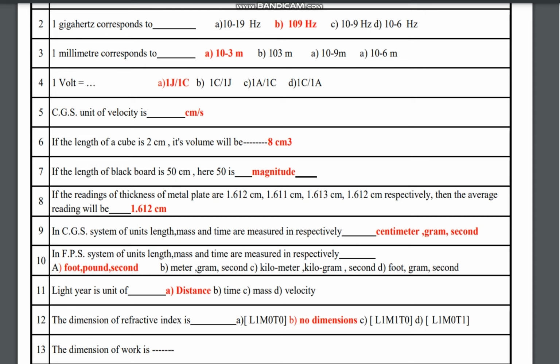Then the CGS unit of velocity is centimeter per second. Then if the length of a cube is 2 centimeter, its volume will be 8 centimeter cube. If the length of a blackboard is 50 centimeter, here 50 is the magnitude.